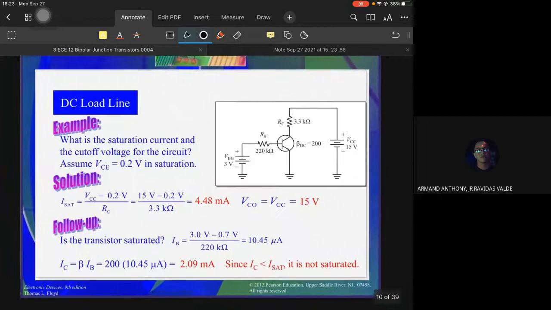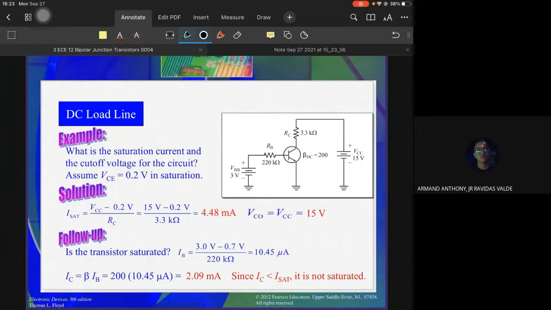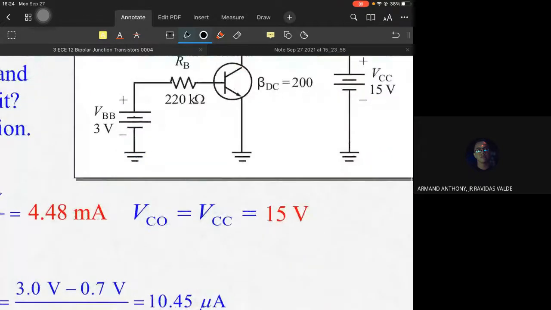So this is an example of solving for the saturation current or cutoff voltage. Cutoff voltage is equal to the voltage source, which is 15 volts.